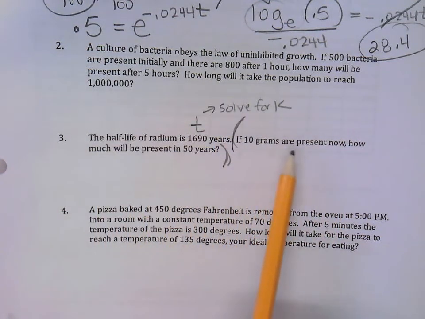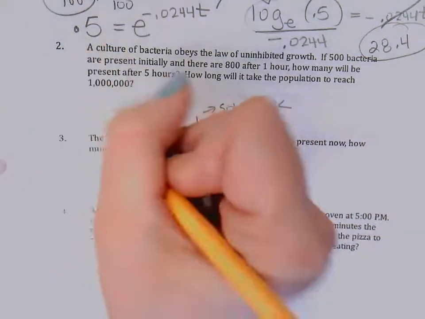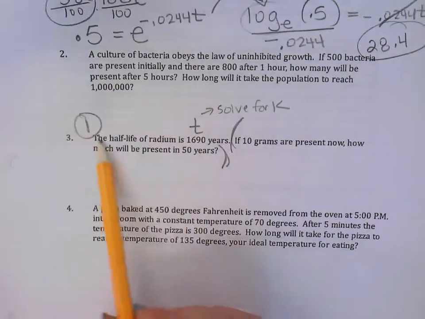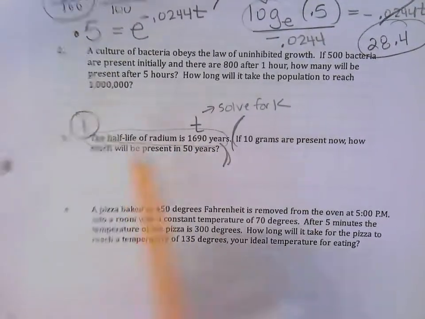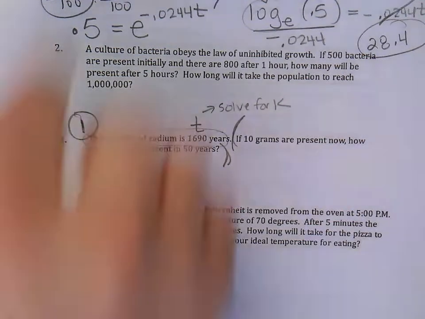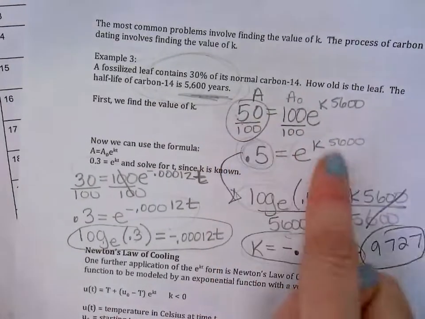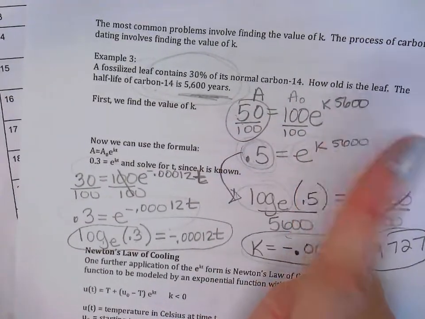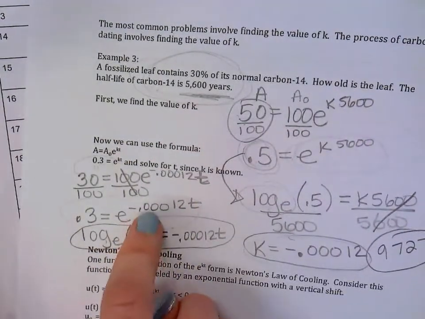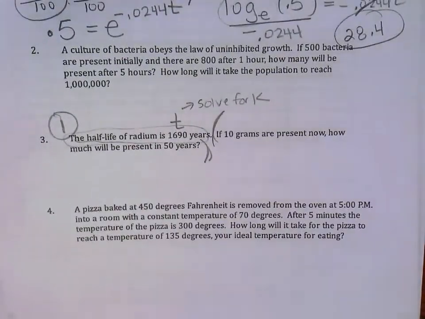If 10 grams are present now, how much will be present in 50 years? So step 1, see if you can set up with this first sentence only, solving for k. Model it right after how we did it on example 3. We solved for k in example 3, got our k value. Once we knew k, we tried to do the leaf. I'll give you a minute and just see if you can set it up for k. Struggling through it here.